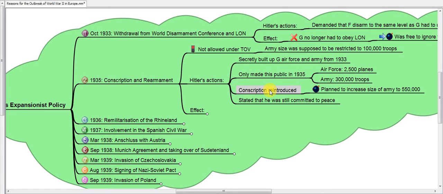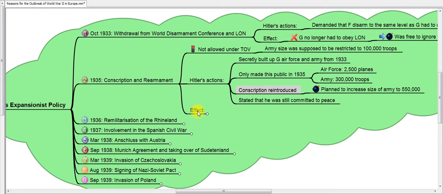In 1935, conscription was also reintroduced, and by doing so, he planned to increase the size of the army all the way to 550,000 people. Again, you can see this would make war more likely, because as the army is bigger, it's more likely that Hitler would want to go to war. Even though he did all of this, he publicly stated that he was committed to peace. Do you believe him or not? I trust you don't, and you will see that later on he kept on making more promises which turned out all to be empty.